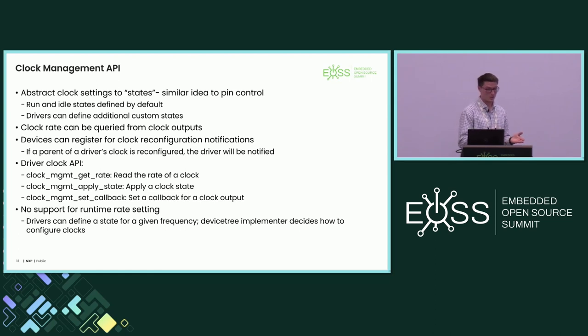Now the API itself that consumers actually see access to, not the clock nodes, but the consumers themselves, is these three APIs. So apply state is analogous to pin control, where you apply a given clock state, set callback registers a callback, get rate gets your rate and frequency. One thing that's worth noting here, and I'm open to feedback if we want to try and find a way to support this, is that there's no support for explicit runtime rate setting with this.